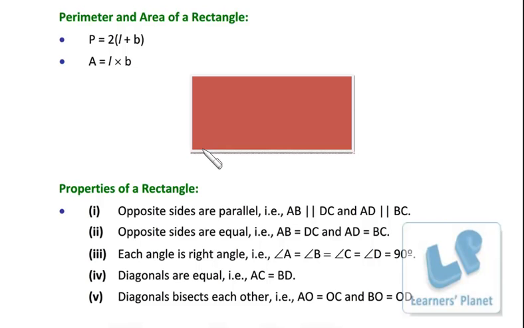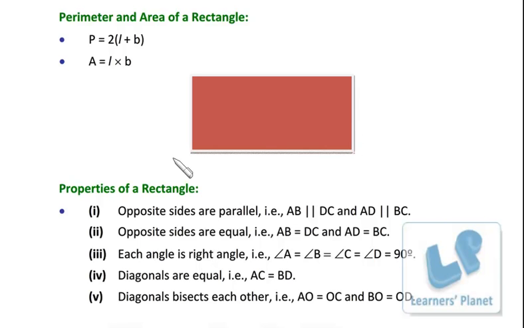In case of a rectangle, all the 4 angles are of 90 degrees, right? Then this side and this side are parallel to each other. This and this, they are parallel to each other. All the angles are 90 degrees. This side and this side, not only are they parallel, but they also have equal length. Similarly this side is equal to this side.